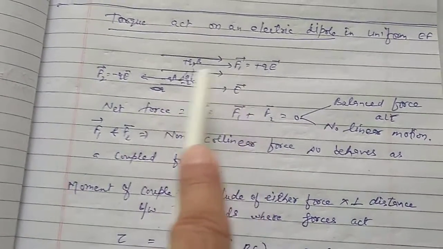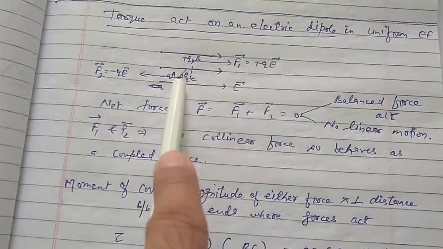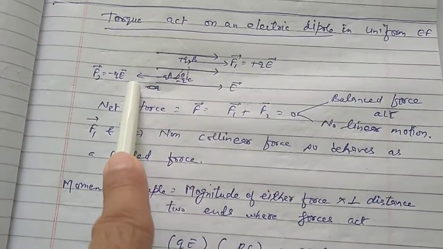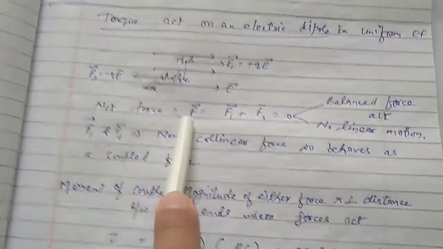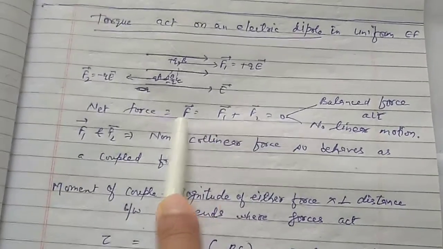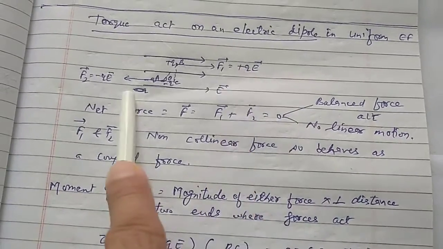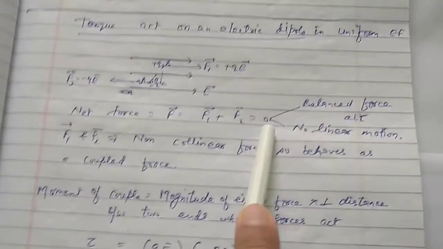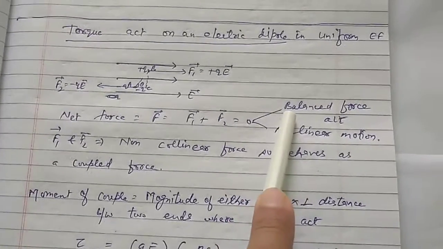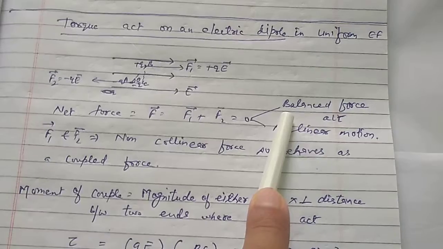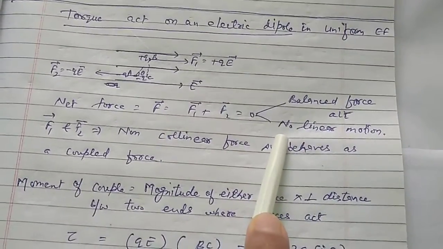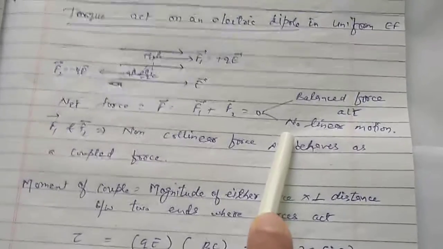So I have two forces acting on this dipole. One is plus QE and another one is minus QE. If I want to find out the net force, it is given by the vector sum of all the forces. This is plus QE, this is minus QE, and that comes out to be 0. It means that the net force is 0. It means that balanced force is acting on an electric dipole. Since the net force is 0, it will not have any linear motion.